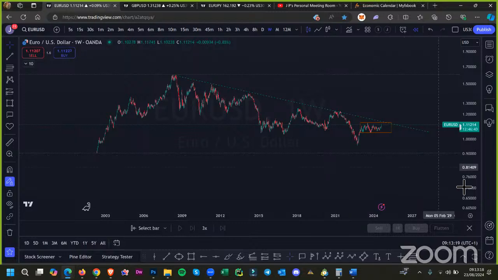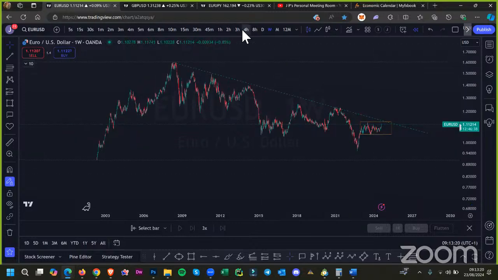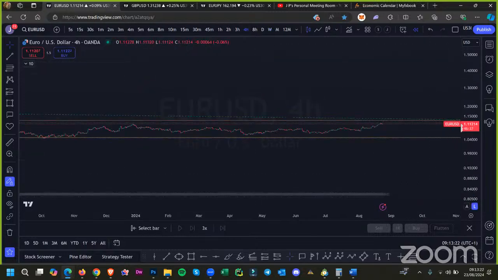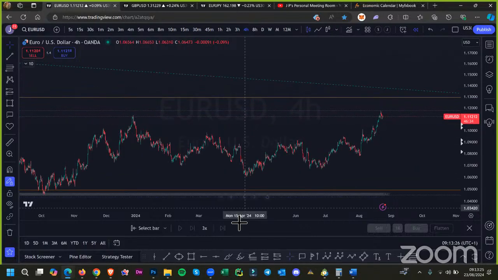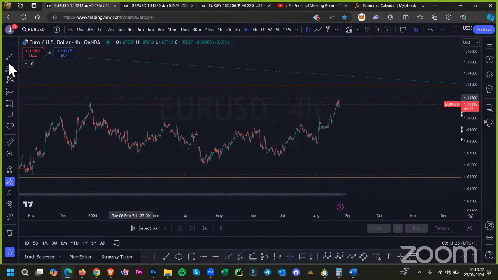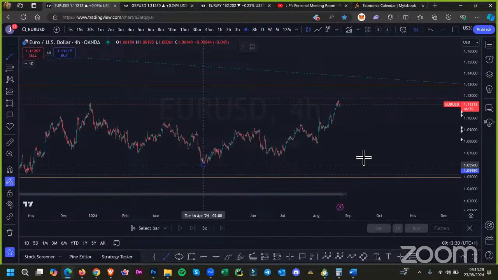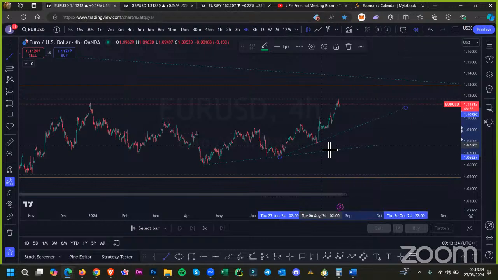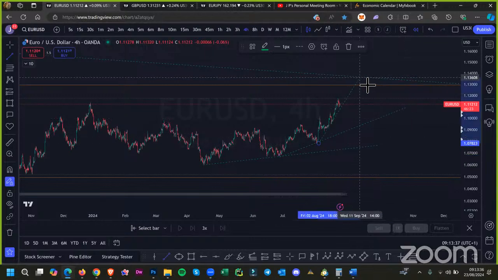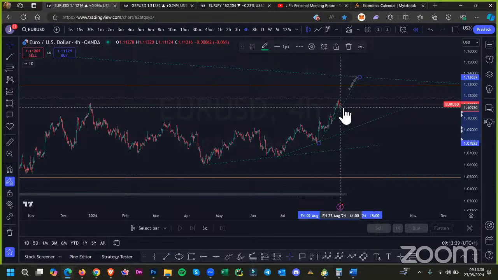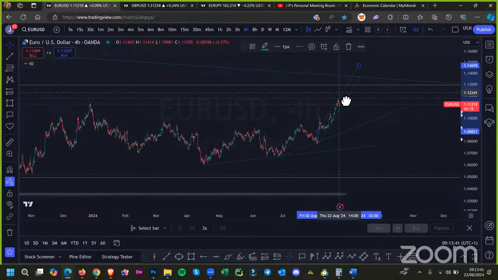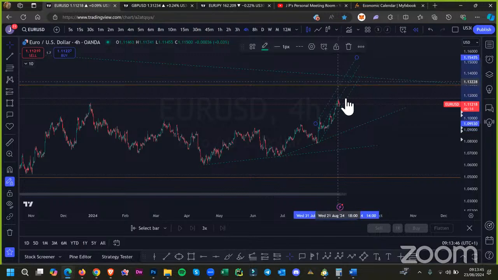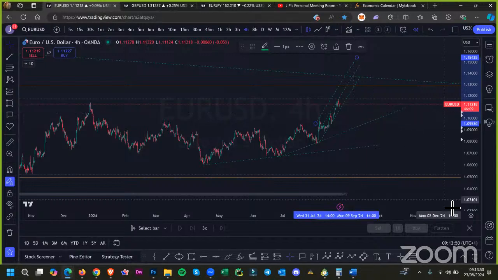Now, if we drop our time frame down to our daily or 4 hour, I should have said daily, we can see that the market here has been bullish, making higher highs and higher lows on these time frames. On all of these time frames, the market has been making higher highs and higher lows. That's a fact. It's not my opinion. That's a fact.